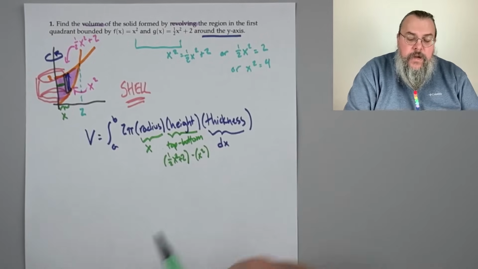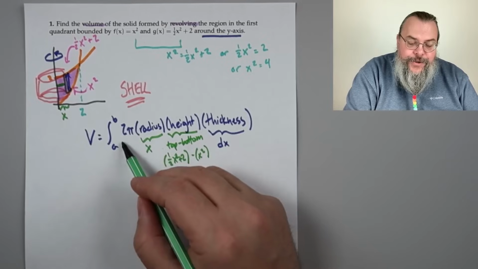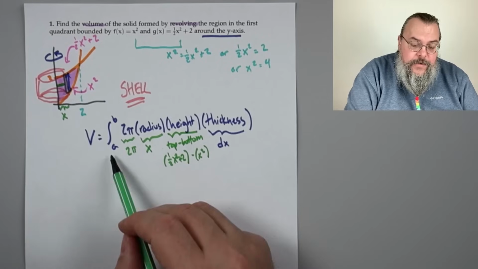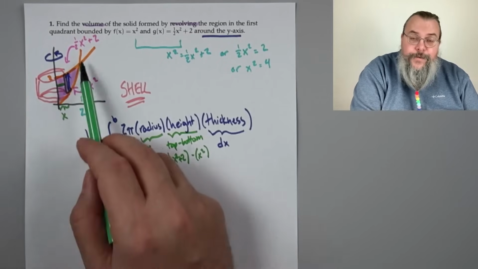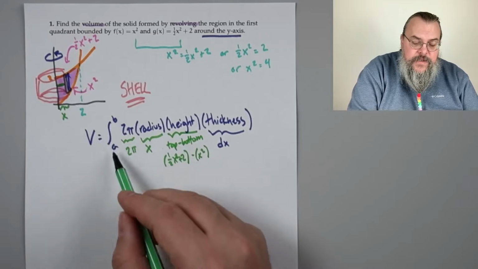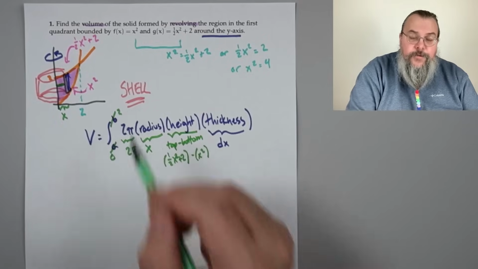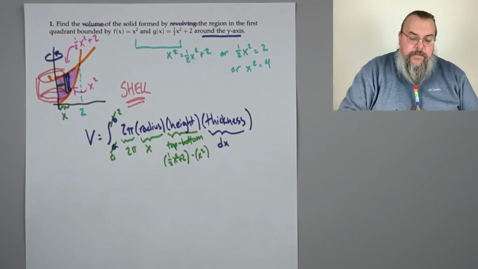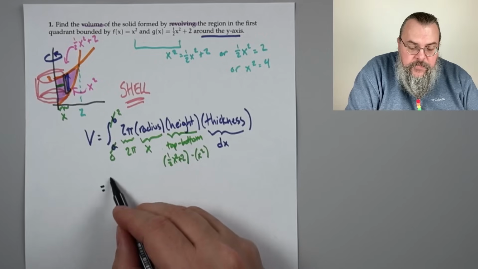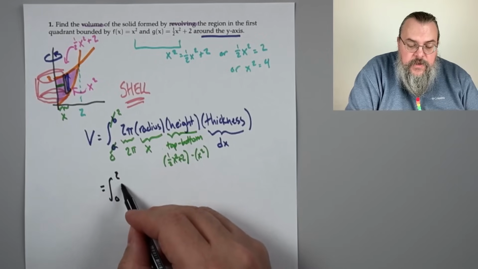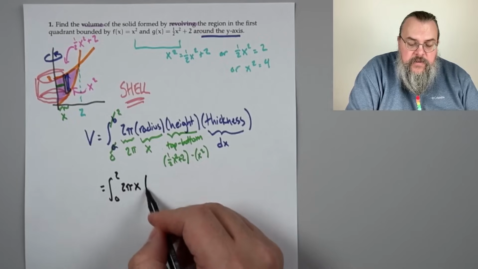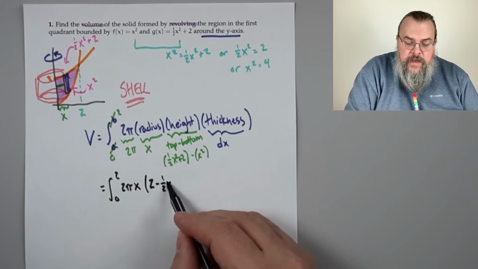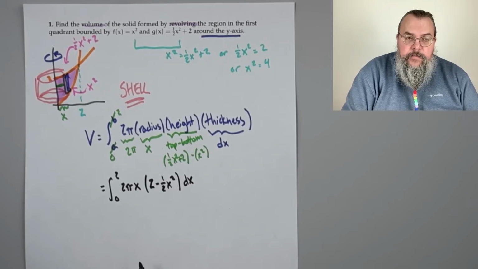That's cool. Now what about the 2 pi? Oh, cool answer. It's still 2 pi. It's a number. Where do you start and where do you stop? Well, where does the region start? Where does the region stop? From 0 to 2. Okay, so let's write this down. So we have the integral 0 to 2, 2 pi x, and when we do the subtraction here, that's 2 minus 1/2 x squared dx.